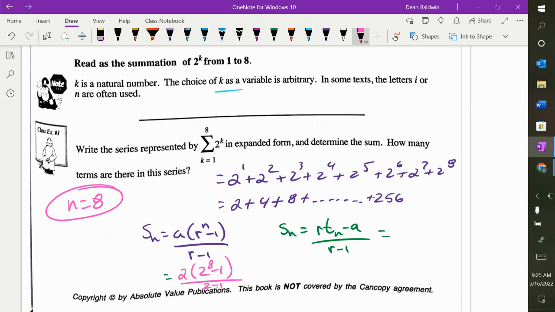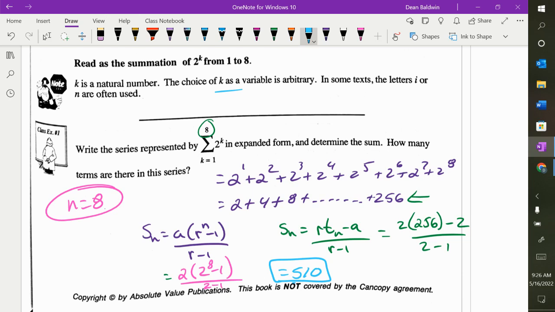If you use the second formula, r we said was 2. Tn is the last term, right? Which we know, and you can calculate just by plugging in the top number there. So it's 2 times 256 minus our a value, which is 2, over 2 minus 1. Either way, both of them give you the same answer of 510.